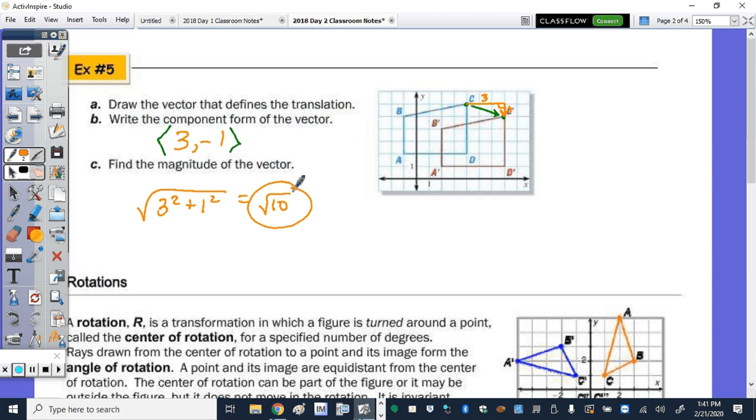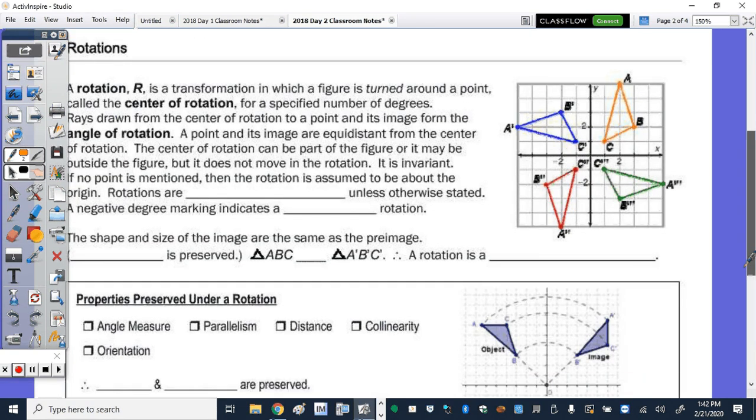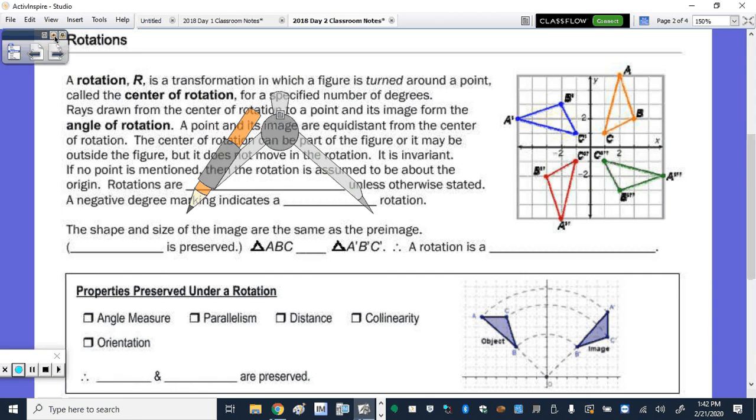Now on to the rotation. So have your compasses ready. I like to use the compass to do the rotation. All right, rotations. And as I said, have your compass handy. So I'm going to slide this off to the side as we read this paragraph.